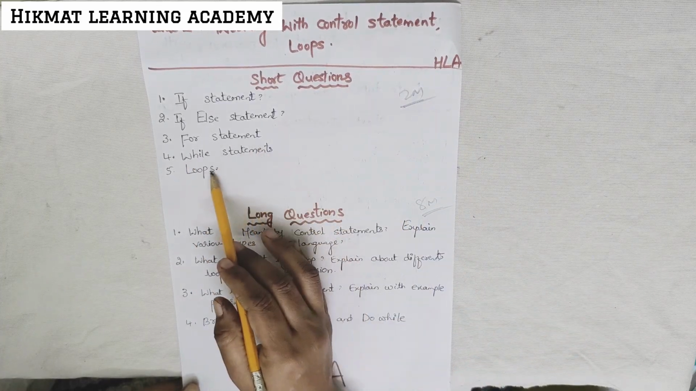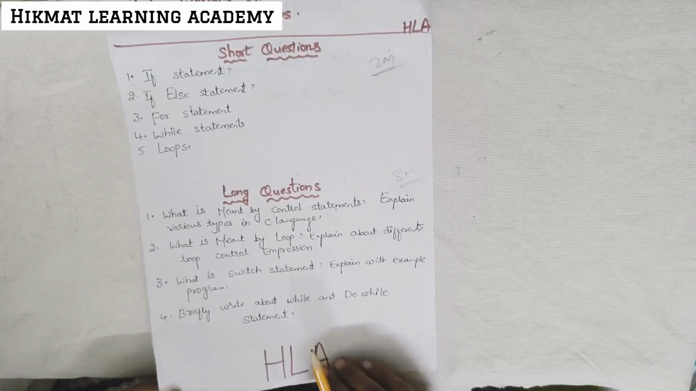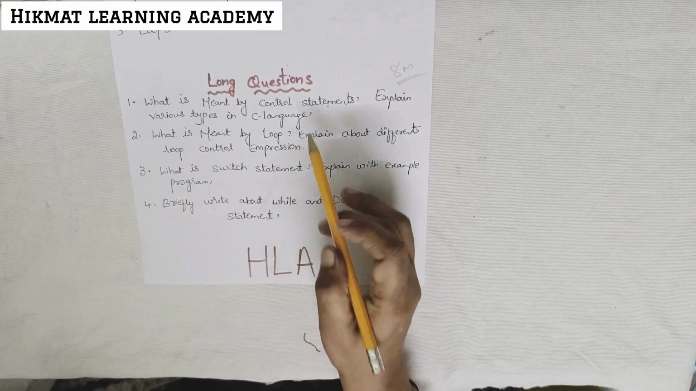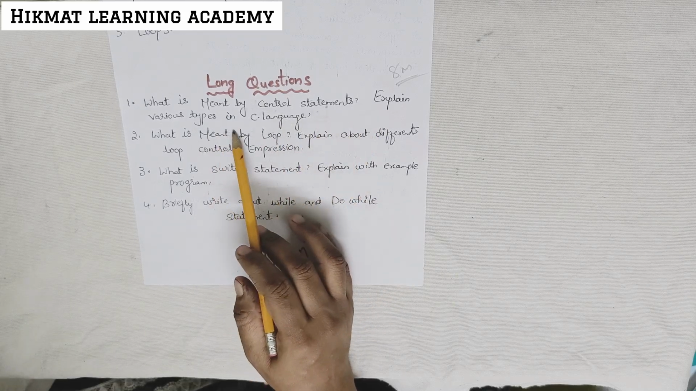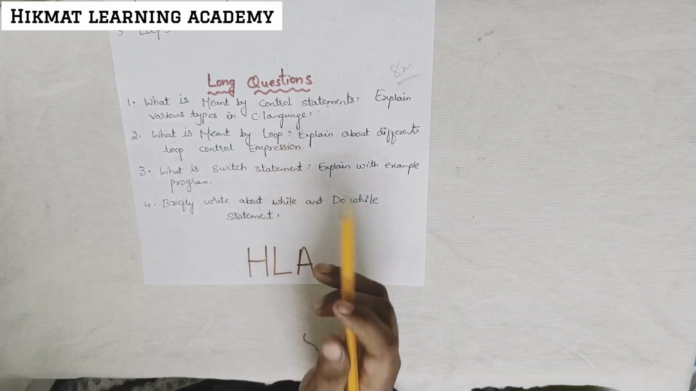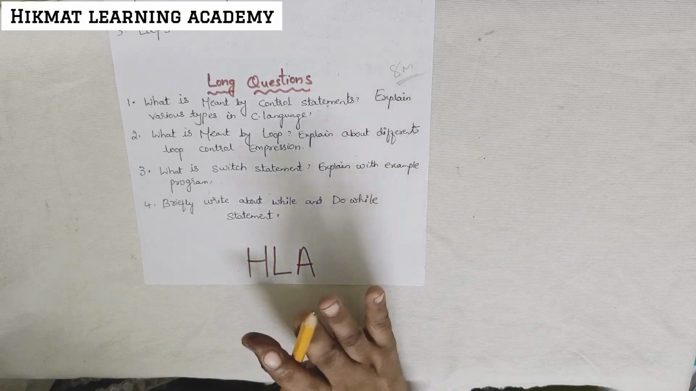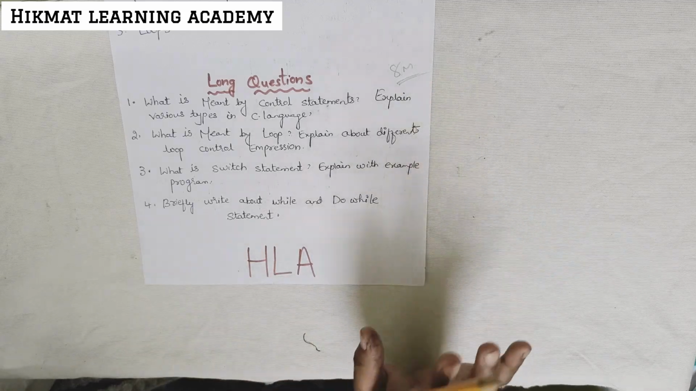Short questions: if statement, while statement, loops. Long question in the second unit: what is meant by control statement, explain various types in C language. So 2.5 pages or maximum 3 pages you can write to score 8 marks.